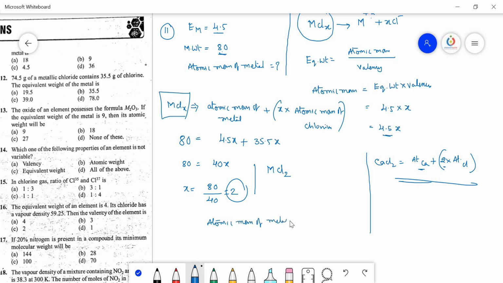Atomic mass of the metal is equal to equivalent weight, they said, that is 4.5 into valency. Just now we calculated the X value, that is 2, and the total value equals 9. So option B is correct.